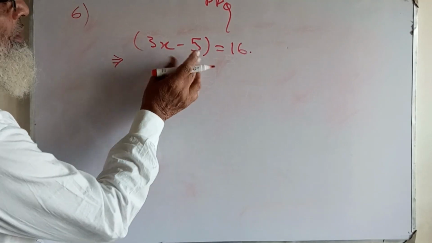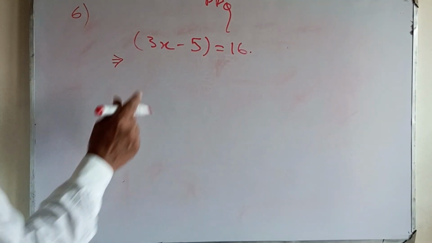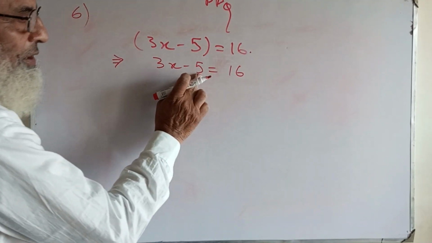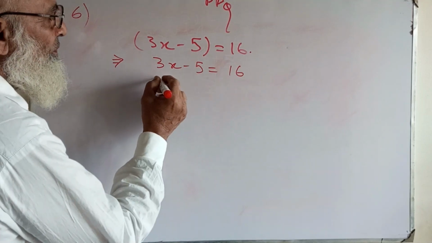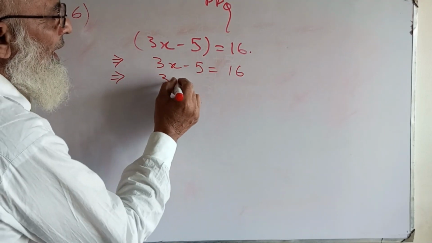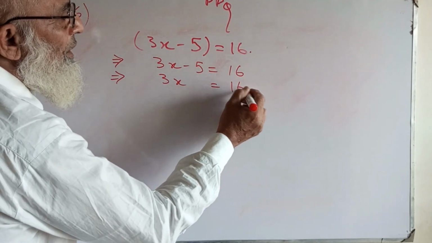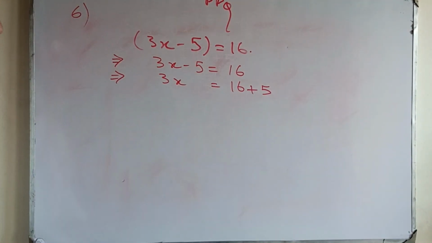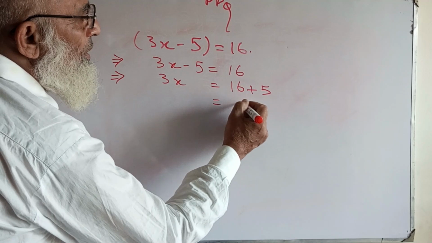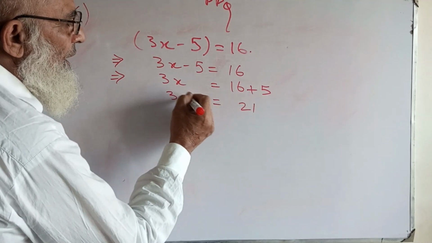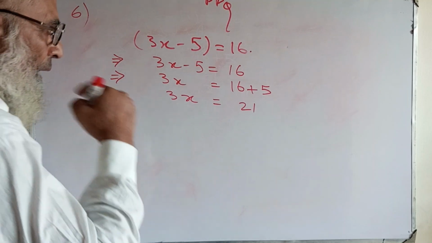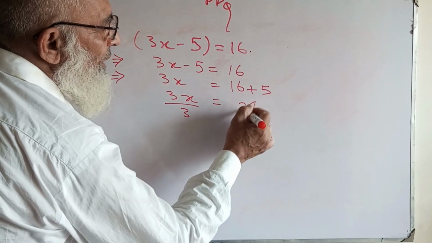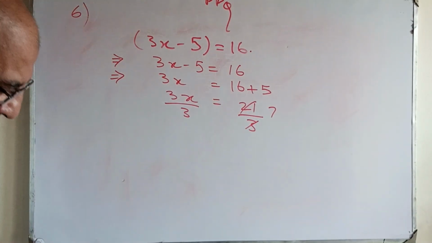So just remove this bracket, no need of these brackets anymore. 3x minus 5 is equal to 16. Remove this 5 from here, bring it over here. It will become 3x is equal to 16 plus 5. Now add these up, it will become 21, and it will remain as 3x. Now get rid of this 3 as well. Now it will become x is equal to 7.